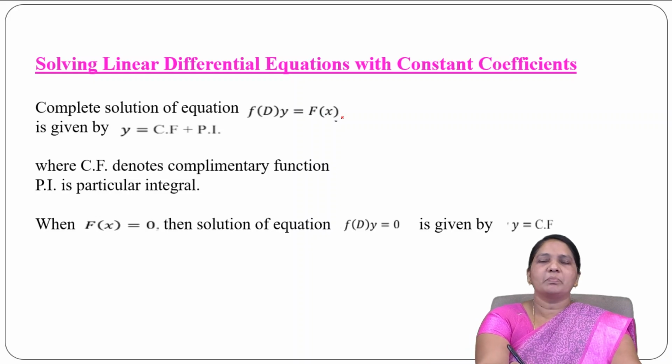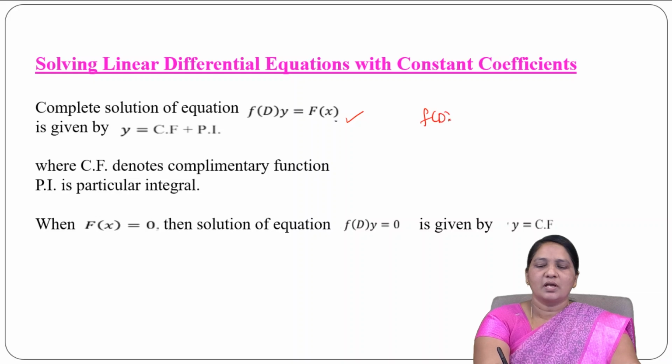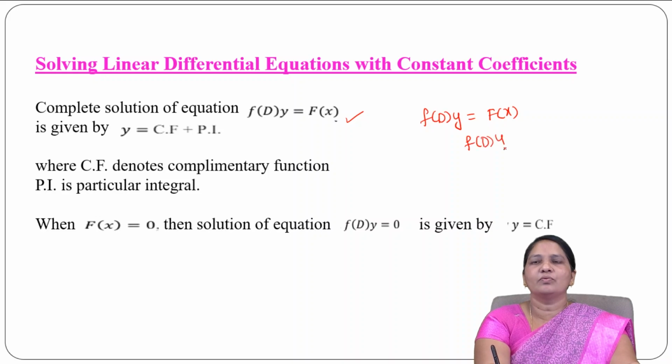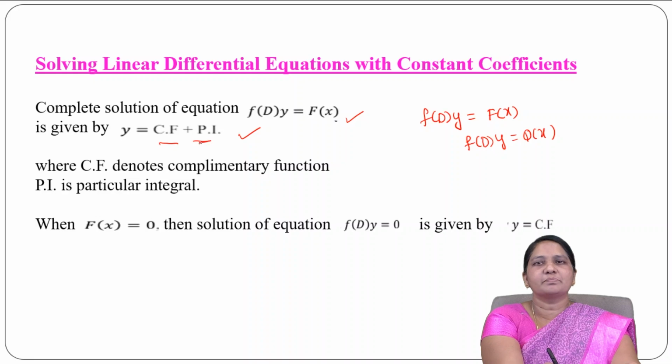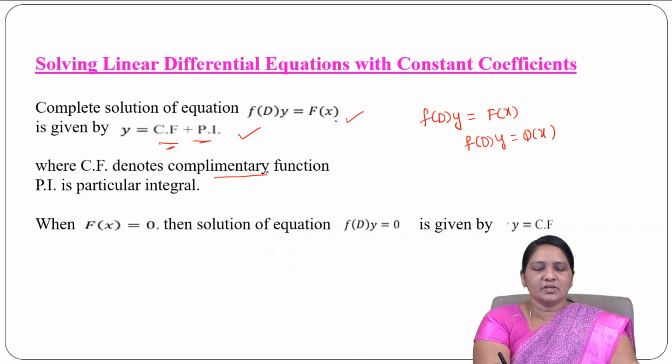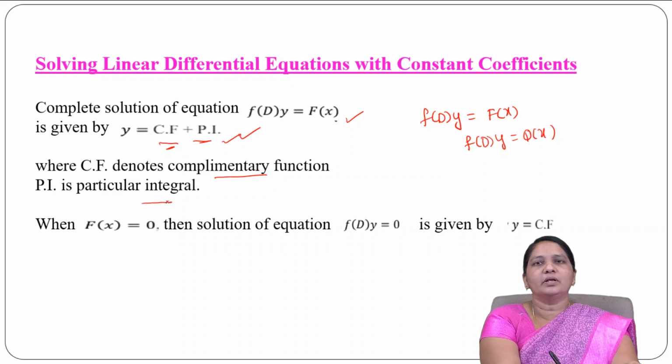First of all, the complete solution of the given equation. That given equation is f of D into y equal to f of x. Otherwise, we can write this as f of D into y equal to Q of x. So for this equation, the complete solution is y equal to CF plus PI. What is CF? CF is the complementary function and PI is the particular integral.